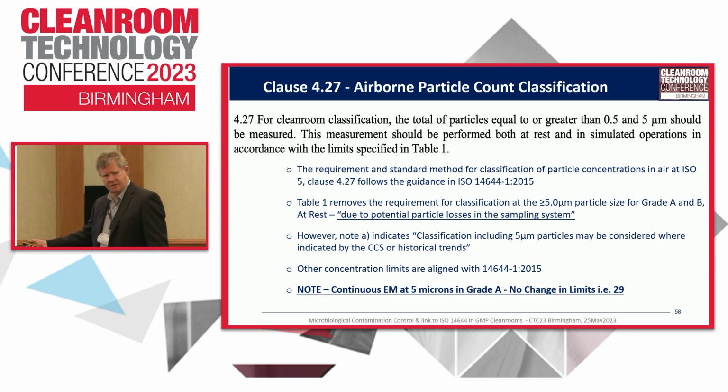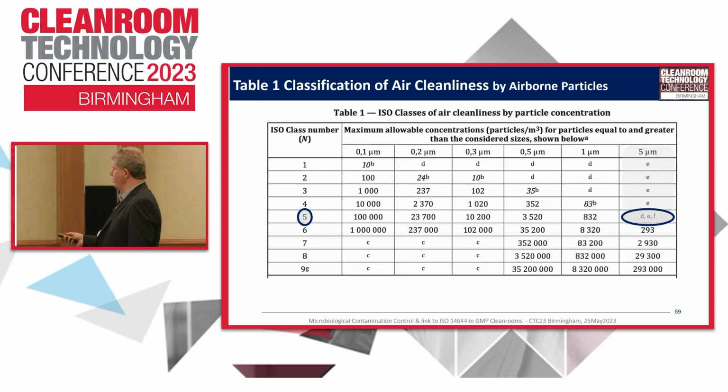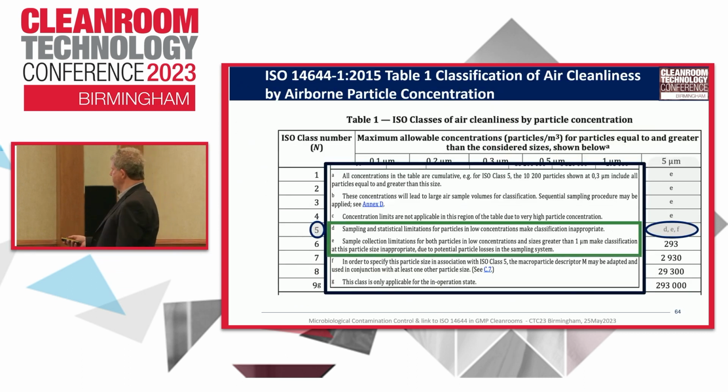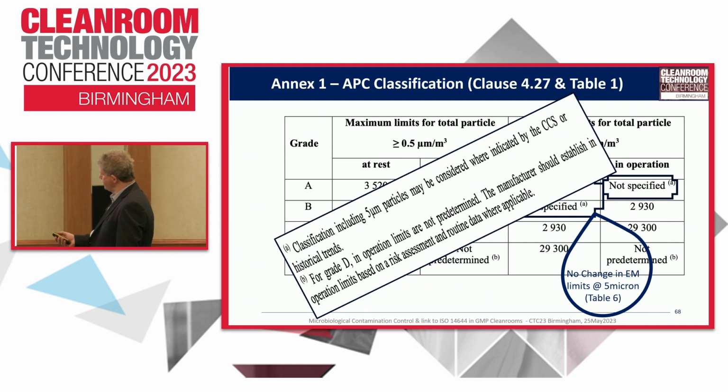But we said back in 2015, on larger particles with small numbers doesn't make any sense, which is why it's gone out of the table. That's just background when you want to read it separately, why it is there. So it's not specified, okay? But it is required for continuous monitoring and at table 5 for monitoring, okay? No change. Now here's where it gets a problem. It's not specified, but then they put in here, classification including 5 micron particles may be considered by the CCS or historical trends. Cowards. We told them for years, in 2015, take it out and say, yes, we will, and they did, and then they slipped in this little note in here.